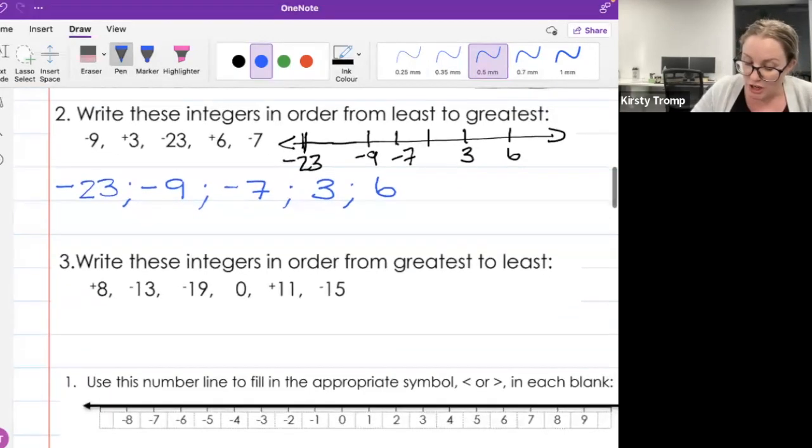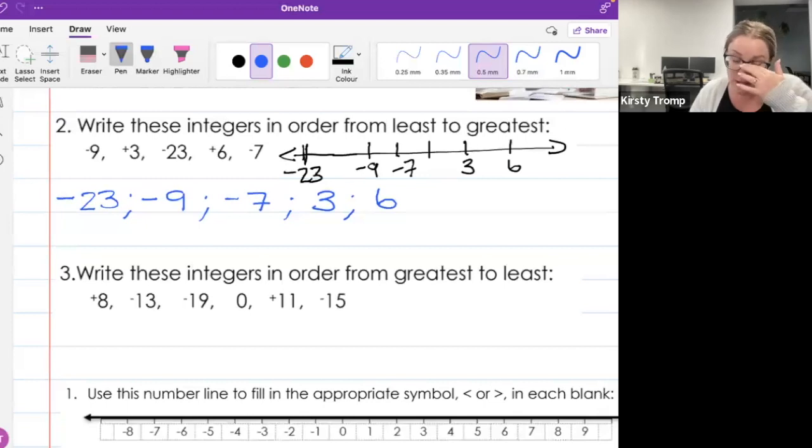The next question is asking you, write these integers in order from greatest, so that's the biggest, to the least, to the smallest. So write these in order from the biggest to the smallest. I'm not going to give you long. I'm going to give you 1 minute to give it a try. Okay, give it a go. Do not write your answers in the chat. Give it a go first.